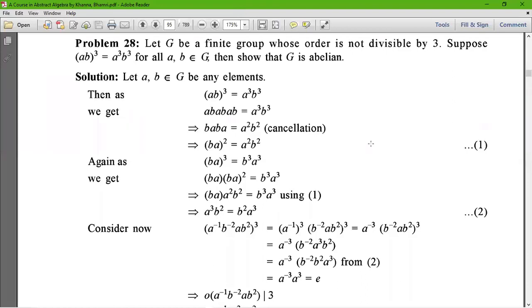The problem is, let G be a finite group whose order is not divisible by 3, and suppose (ab)^3 = a^3 b^3 for all a, b belonging to G. Then we have to show that G is abelian.